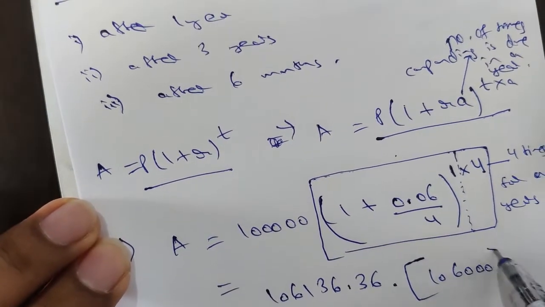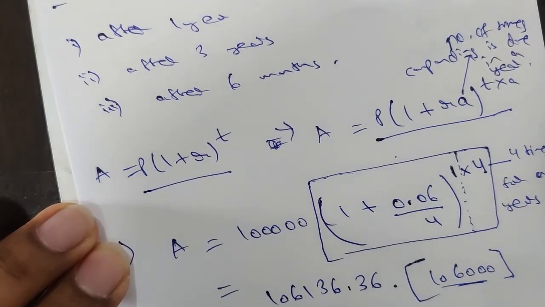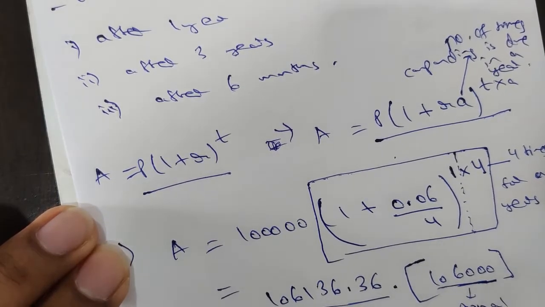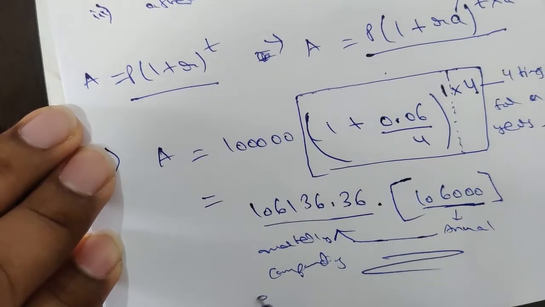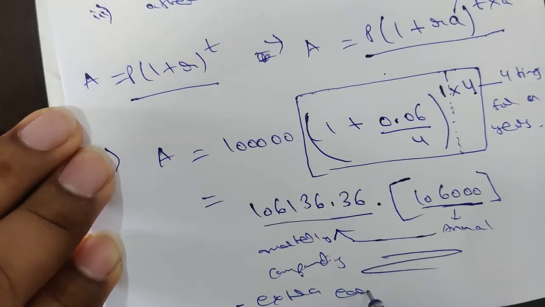Now had it been annual compounding, the answer would have been 106000. Why am I always demonstrating the difference? Just to give you the flavor of compounding, how moving from annual compounding to quarterly compounding earned extra for you, extra earnings.